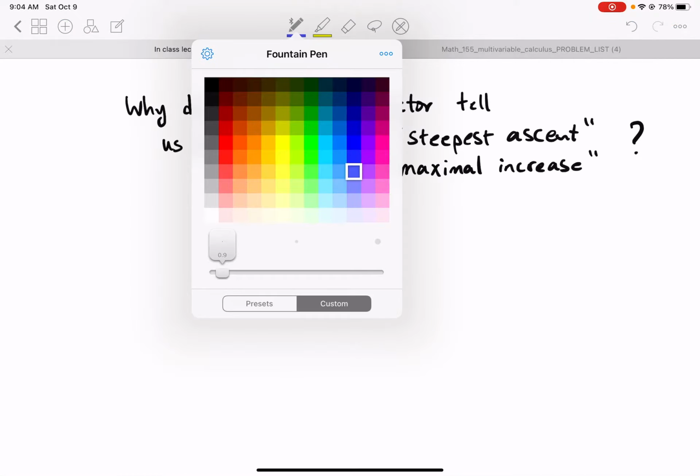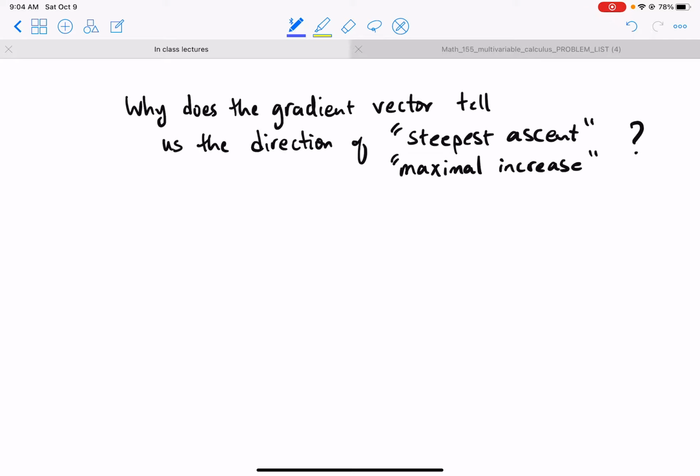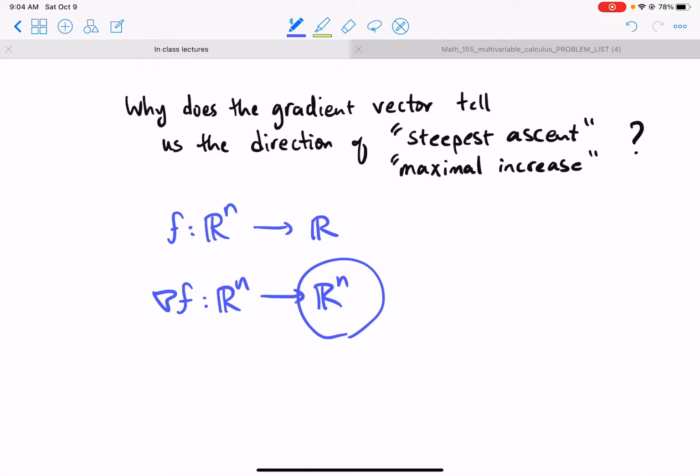Hello everybody. Why does the gradient vector tell us the direction of steepest ascent? Or you could also say the gradient tells us the direction of maximal increase. So if we have a function on Rn whose output is just one real number, we can create the gradient vector field. This is a completely new map that we interpret as a vector field. And it has a completely different output space.